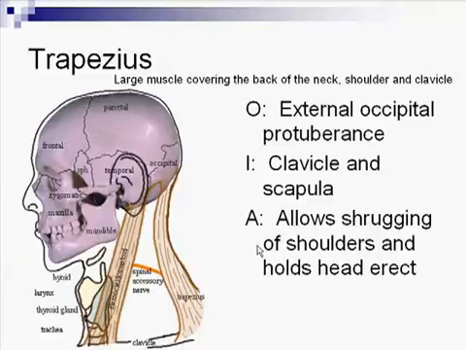Trapezius muscle elevates and/or rotates the scapula, the clavicle. This moves the head backward and laterally. It allows shrugging of shoulders and holds the head erect.